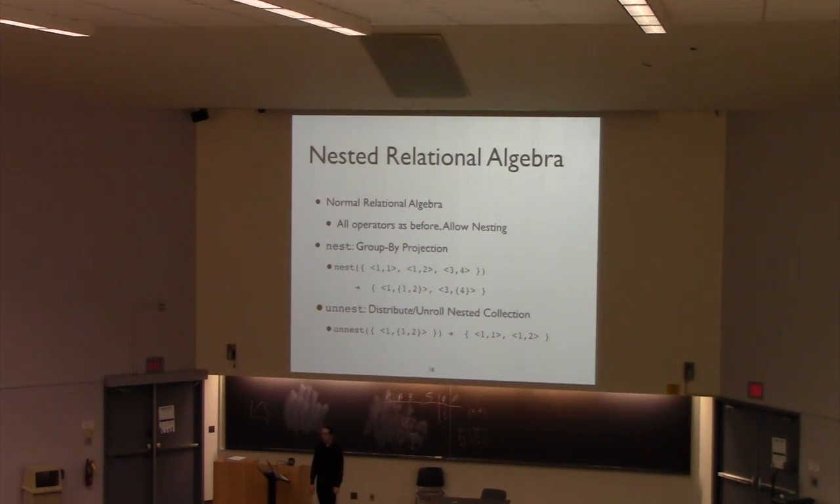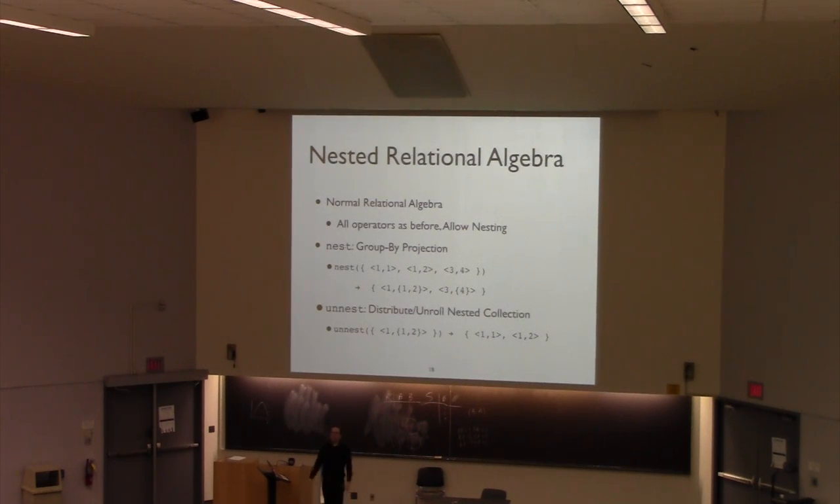So in my example up here, I'm grouping by the first attribute. And as you can see, I have two instances of one and one instance of three, and I end up with a tuple for one and a tuple for three. Similarly, I have an unnest operation that reverses that, that takes a tuple with a nested collection and explodes that tuple, denormalizes it, if you will.